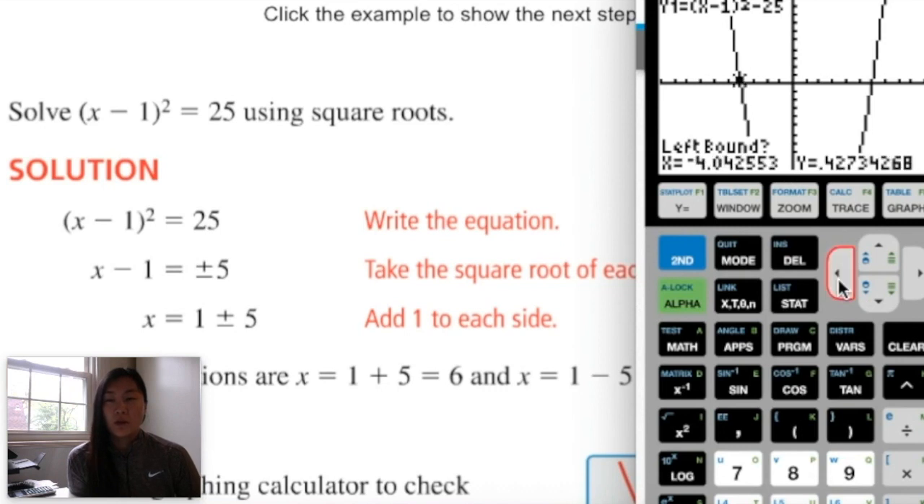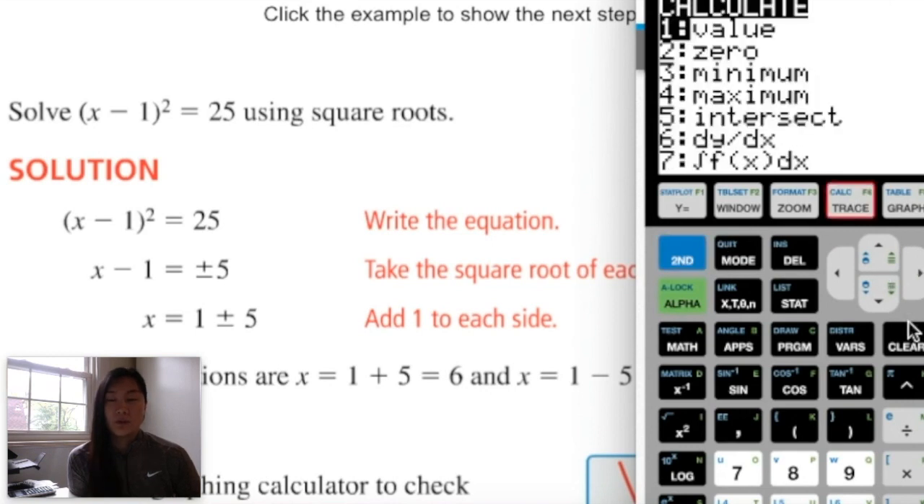So then I'm going to go as close as possible to my left bound of the x-intercept. I'll work on the left side first. So that's -4 point something. And then after clicking left bound, enter, we're going to click the right bound, enter, and then enter again for the guess, and then the zero of the function is -4.